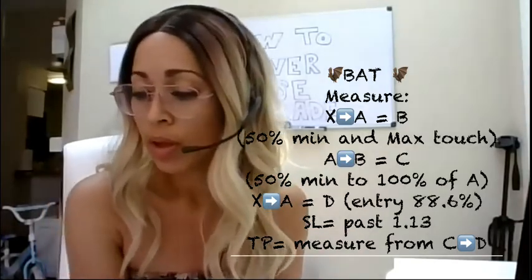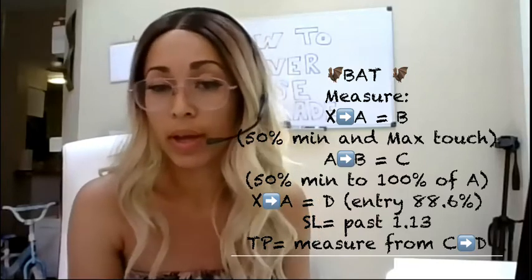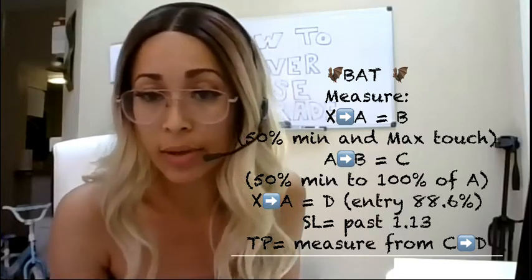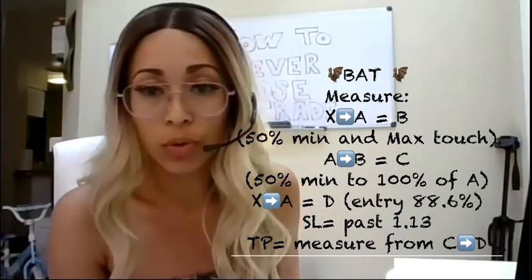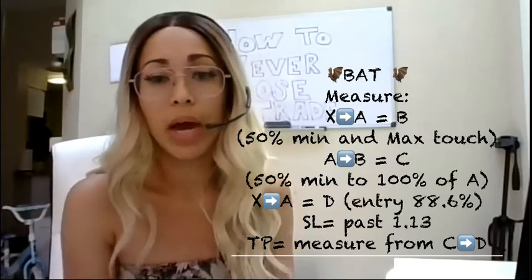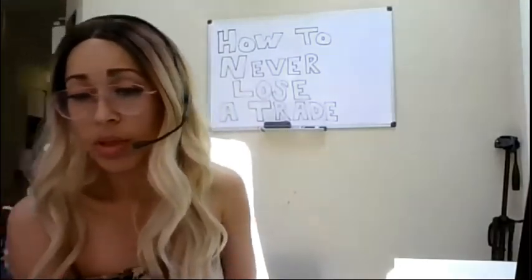On the next line, we're going to write from point X to point A also gives us point D, which is equivalent to 88.6%, which is also going to be our entry point. Now, our stop loss is always going to be just past the 1.13. So that is basically the formula, the measurements for this first pattern.